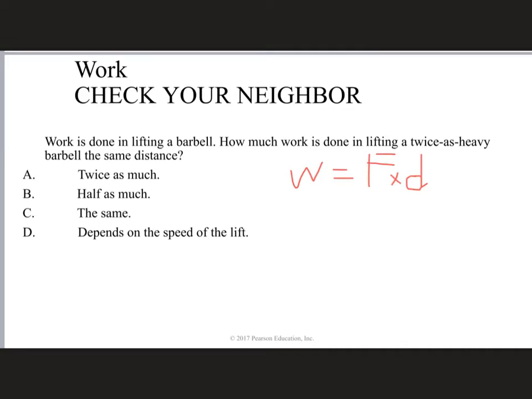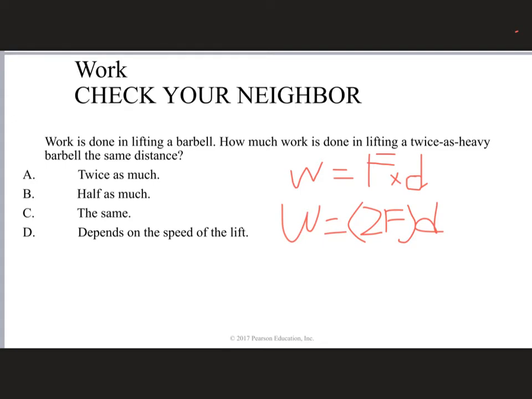If the weight becomes twice as heavy, it's going to take twice as much force to lift it. In other words, the work is going to take twice as much force times the distance. Originally it was force times distance, now it's 2 times the force times distance. That means that it's going to be twice as much work.